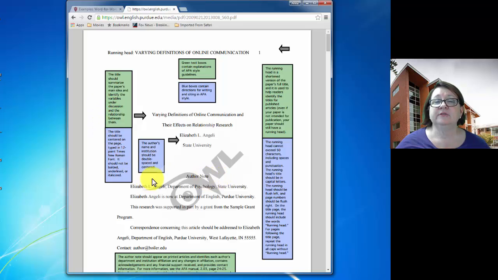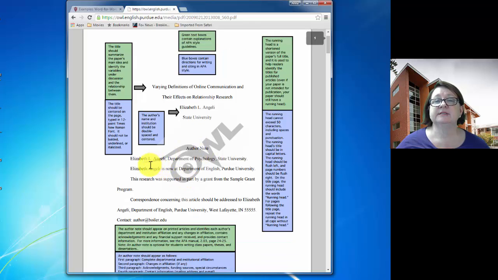So if there's an author's note, if this was going to be a paper prepared for publication, then this is necessary. If you're not preparing for publication, you do not need it. Okay? This is how people can get in touch with the author, what department they're in, if the research was supported by a grant. And then there's also the correspondence information.